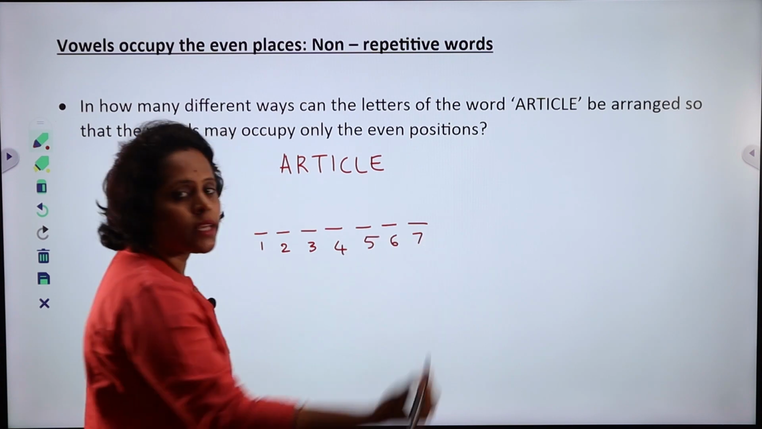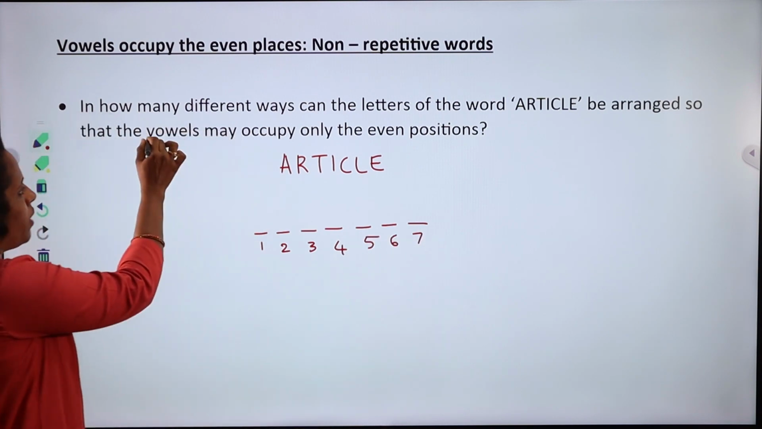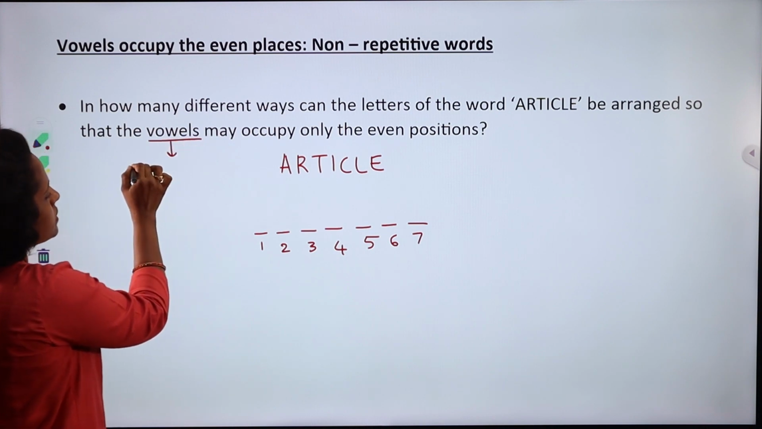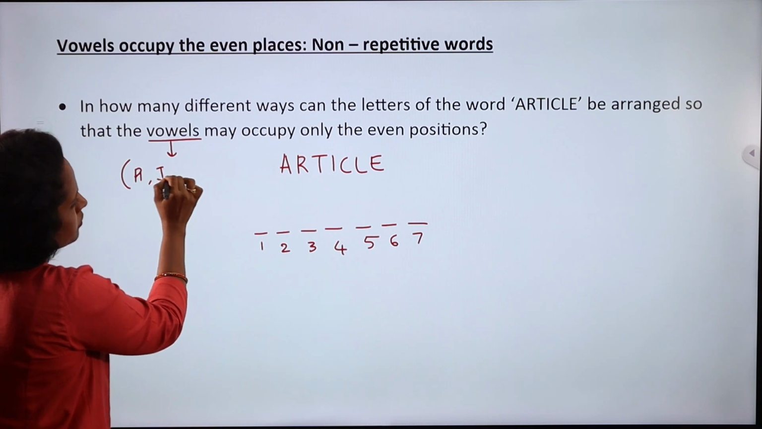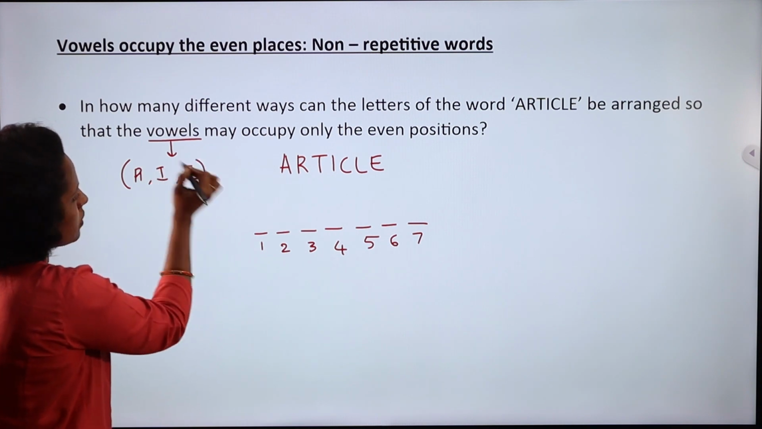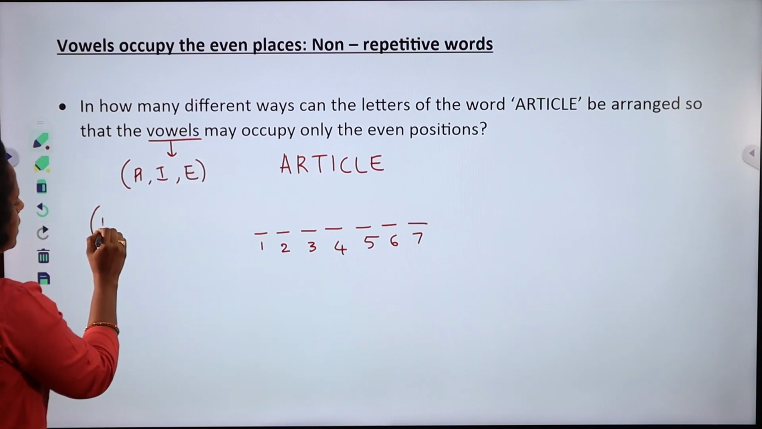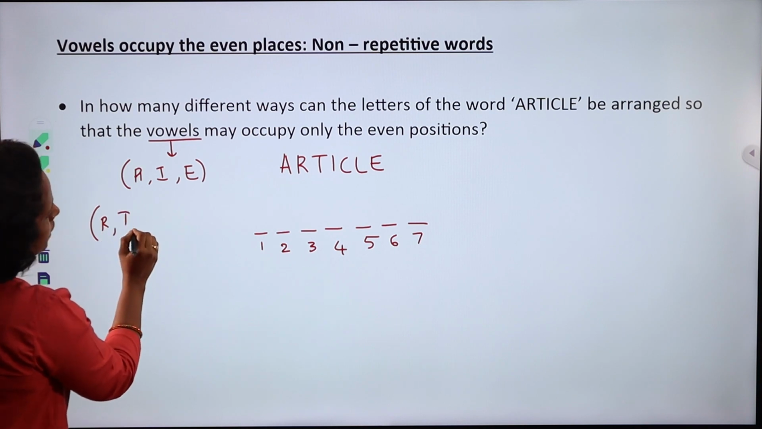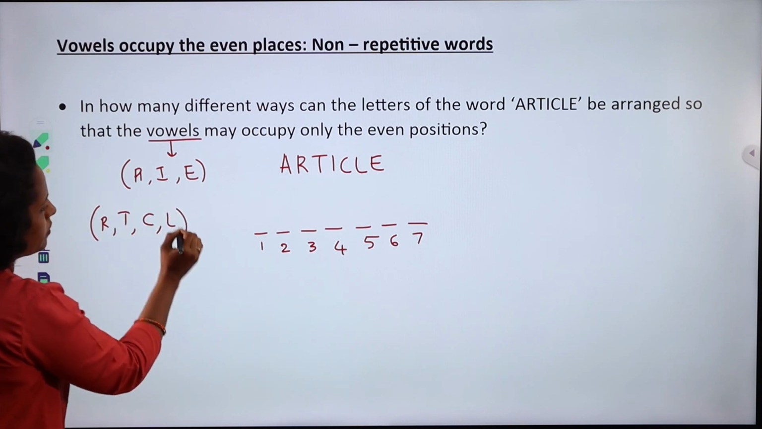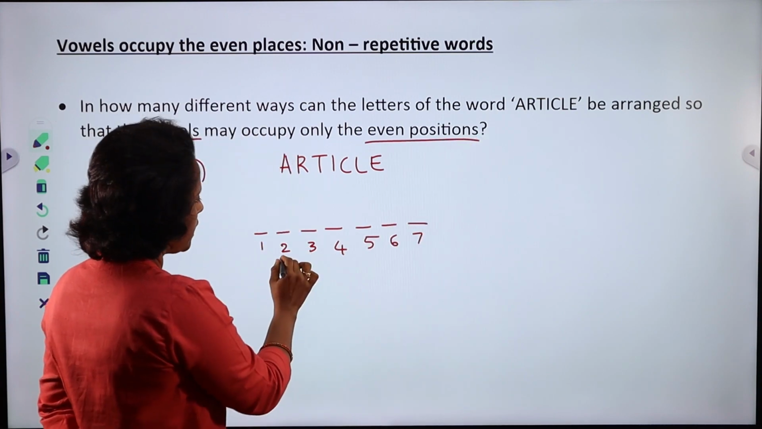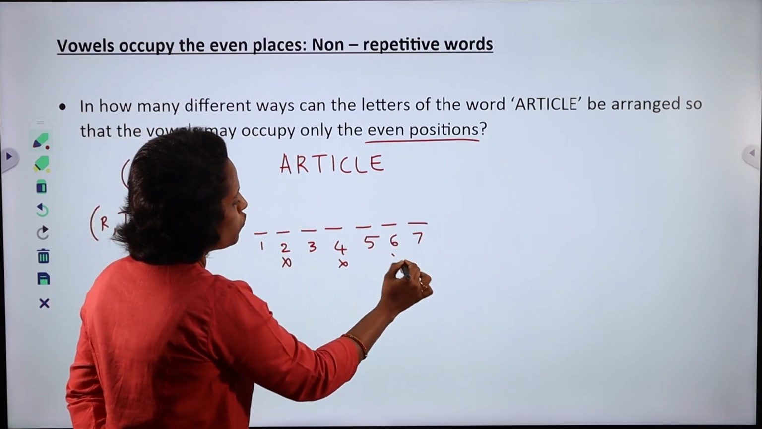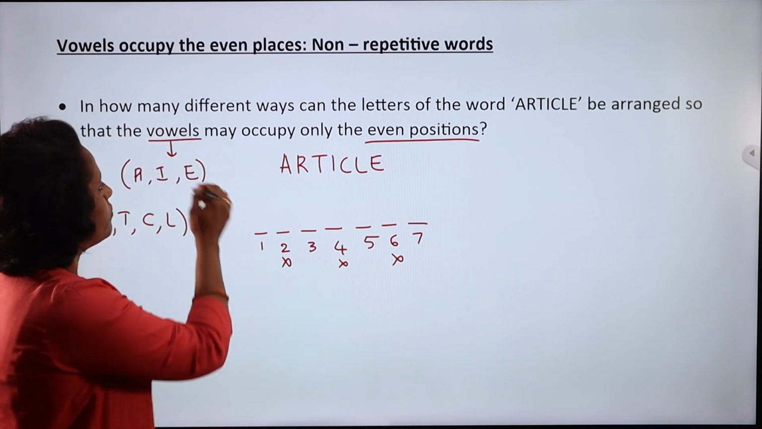What is the question being asked? Vowels. What are the vowels here? A, I and E. What are the remaining letters? R, T, C and L. Vowels should occupy only the even positions. What are the even positions? 2, 4 and 6.